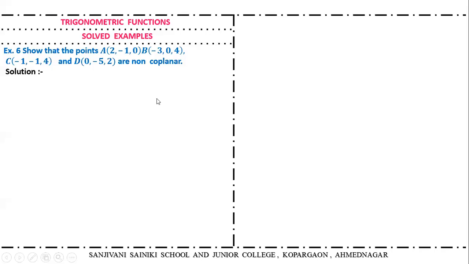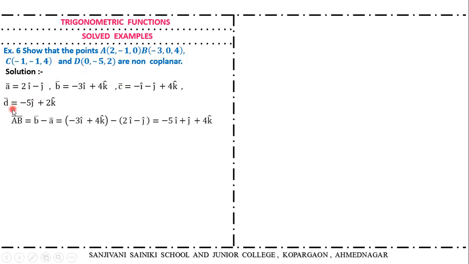Now we will see the sixth example. Show that the points A(2, -1, 0), B(-3, 0, 4), C(-1, -1, 4), and D(0, -5, 2) are non-coplanar. We have to show that these 4 points are non-coplanar. Suppose the position vector of the first point A is A bar, the second point B is B bar, the third point is C bar, and point D has the position vector D bar.